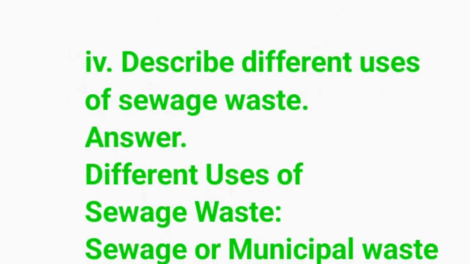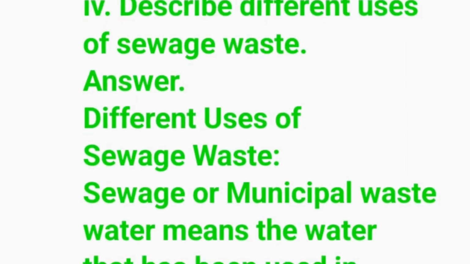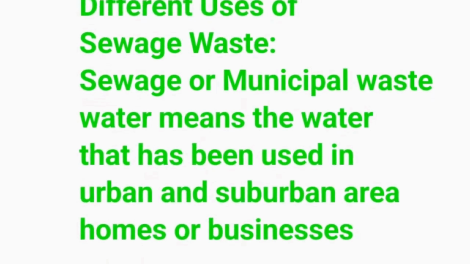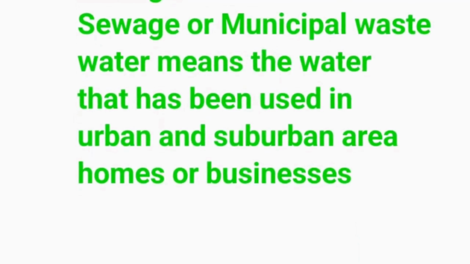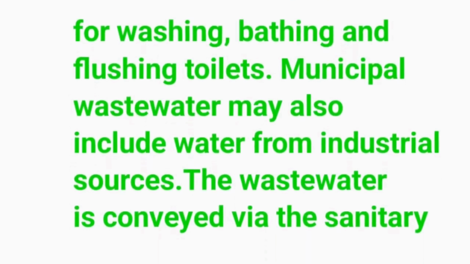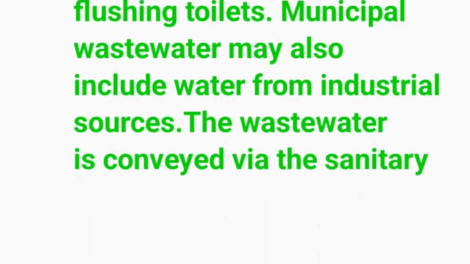4. Describe different uses of sewage waste. Answer. Different uses of sewage waste. Sewage or municipal wastewater means the water that has been used in urban and suburban area homes or businesses for washing, bathing and flushing toilets. Municipal wastewater may also include water from industrial sources.